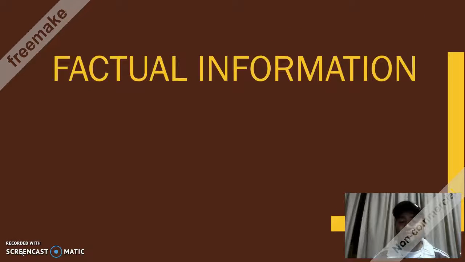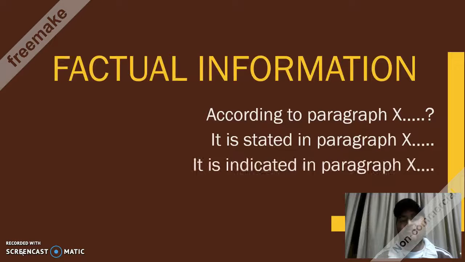Hi everybody, thanks Roberto. We are going to continue with the TOEFL IBT questions that we can find there, and how to recognize the type of question that we are going to have in the test. In this case, we are going to continue with factual information questions. Well, there are some clues that we can find in the question. For example, the sentence always starts with according to paragraph X, it is stated in paragraph X, it is indicated in paragraph X, or something similar.